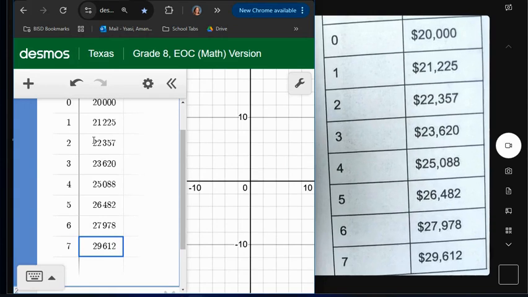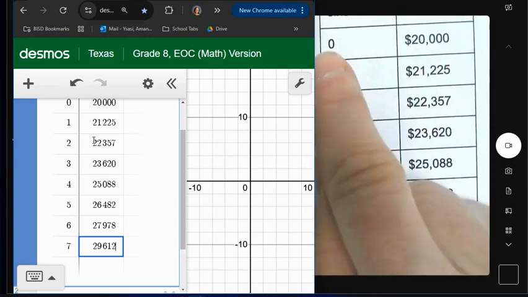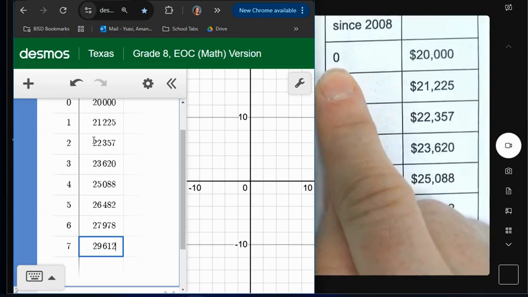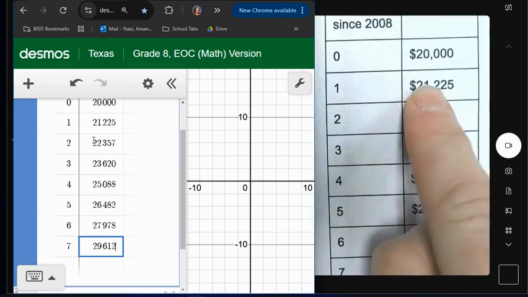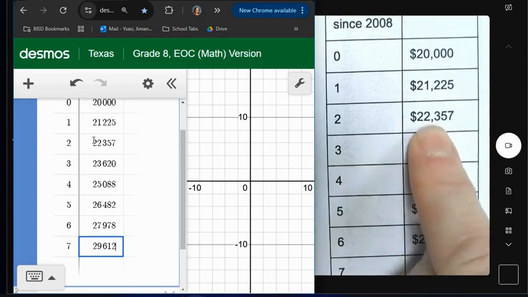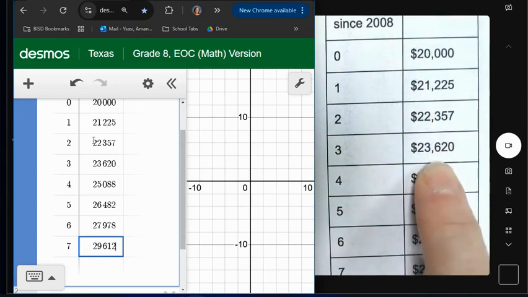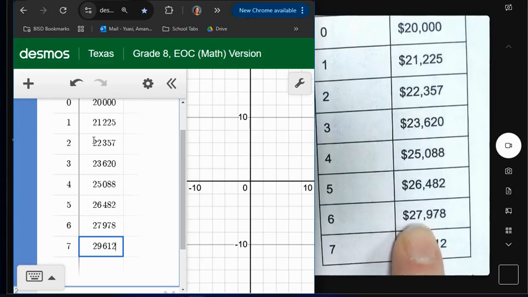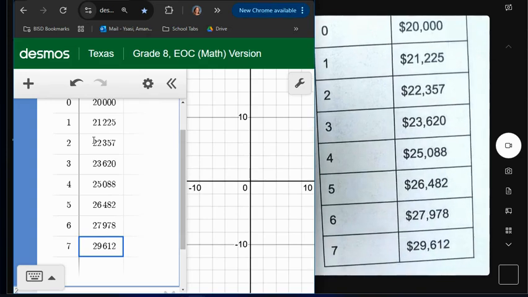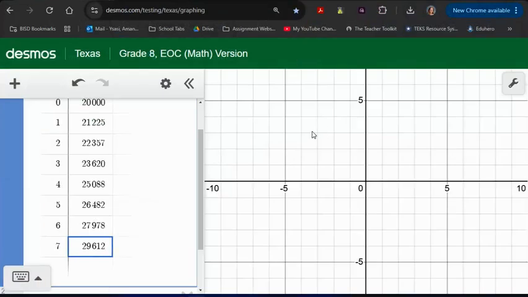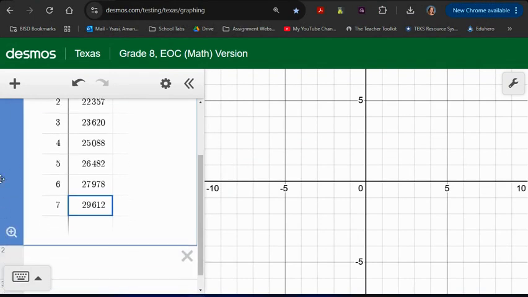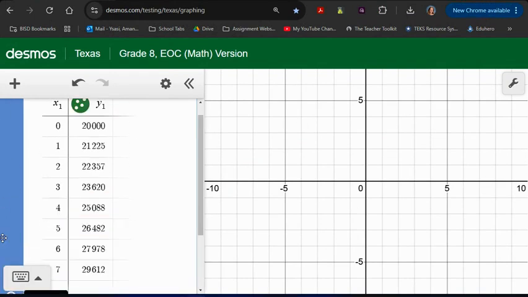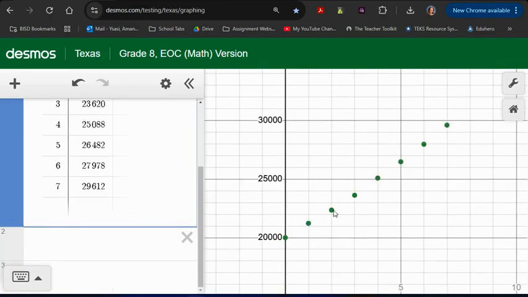Whenever you do data like this and you're dealing with these big numbers, I want you to double check your numbers to make sure that you put them in correctly and put them with the right year. So year since 2008, 20,000, 21,225, 22,357, 23,620, 25,088, 26,482, 27,978, 29,612. And click the magnifying glass so you can see these data values. There we go.